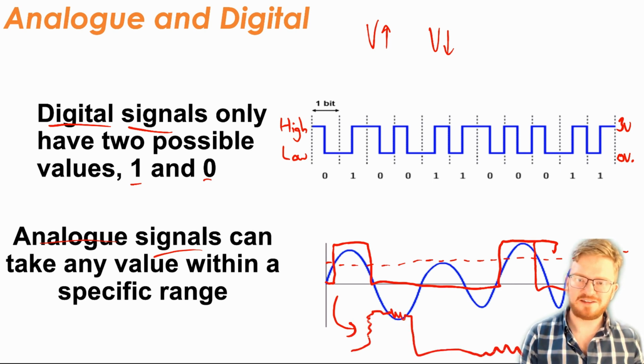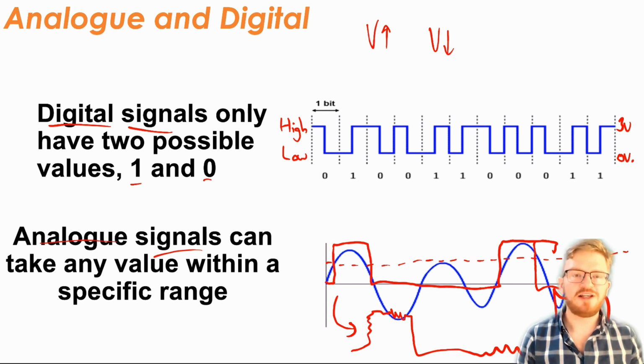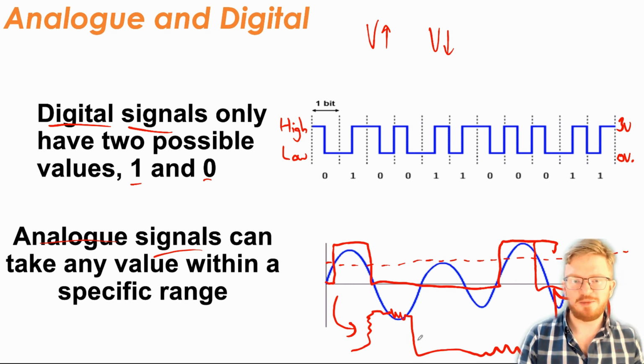But you can still really easily see what's high and what's low, and because a computer only cares about high or low, it's really easy to recover signals. That doesn't come up a lot on CIE, but it's worth just knowing about.